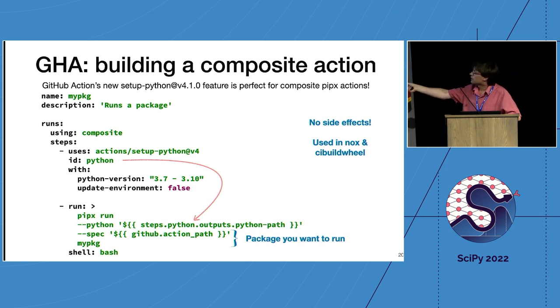So now this pipx is running 3.7 to 3.10. Because you gave such a big range, it'll probably be able to get something from the system and won't even take time to download anything. And it'll usually be 3.10. And now your action is using Python 3.10, but it's not leaking anything into the environment. So the person who uses it doesn't have to worry that they now have their Python version changed or something like that. So this is a self-contained composite action. This is everything you need. Feel free to look at the ones in Nox and cibuildwheel. That's been merged, I believe, in both packages now, the use of this technique. So this is very, very nice. And if you have a package you want to run that's not your local package, you can just stick it there. This is how you run a local package.